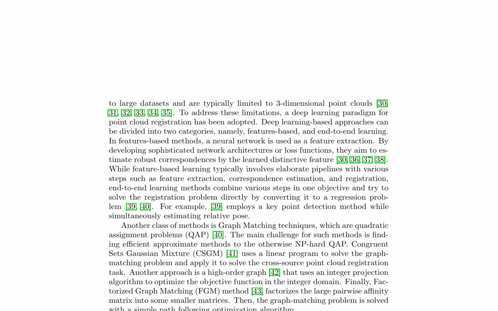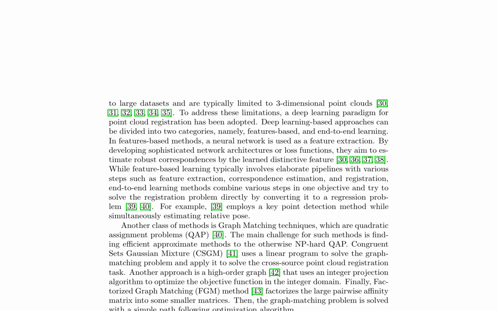Feature-based methods use neural networks for feature extraction, while end-to-end learning methods combine various steps into one objective. Graph matching techniques, such as congruent sets, Gaussian mixture, and factorized graph matching, are also used for point cloud registration.